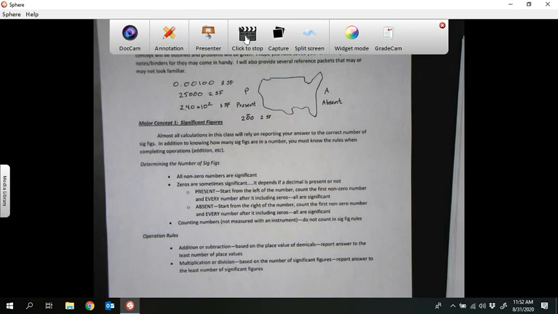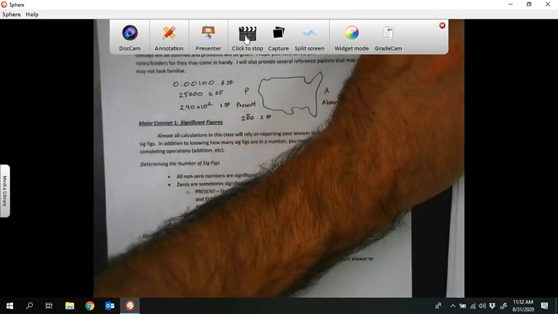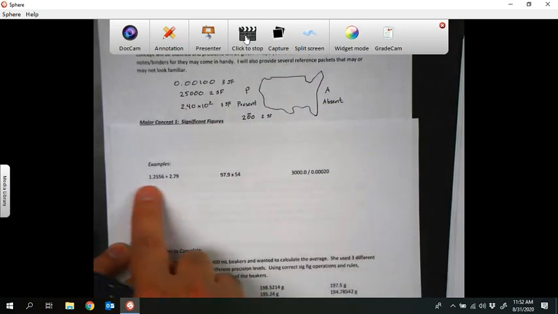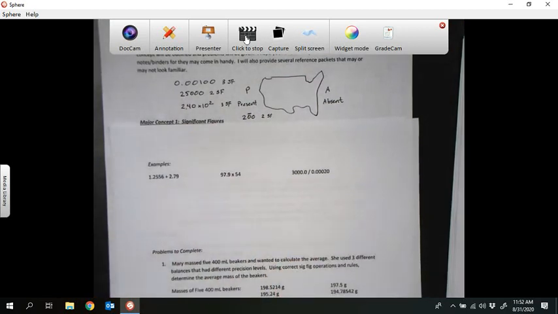That's not used as much as multiplication and division. So basically we look at how many significant figures are in our measurements if we're multiplying or dividing, and whatever the least number, that's how many significant figures we report our answer to. So there are a couple examples that we'll go over and then some problems for you to work on. So here are our examples.